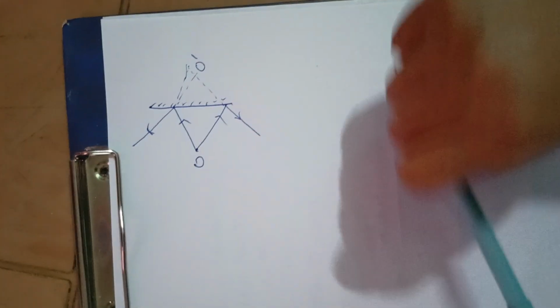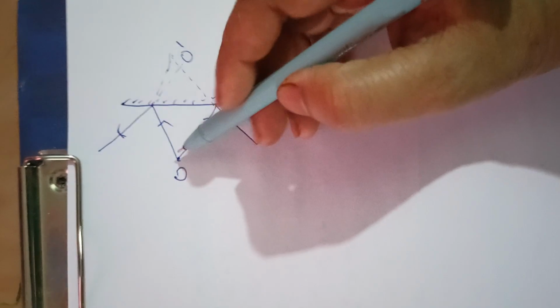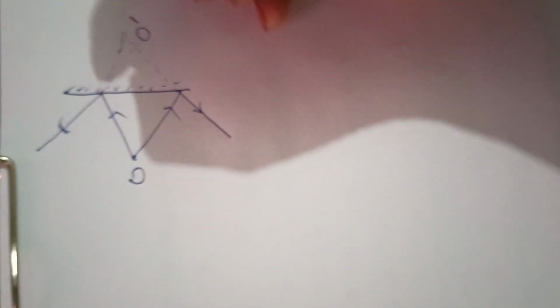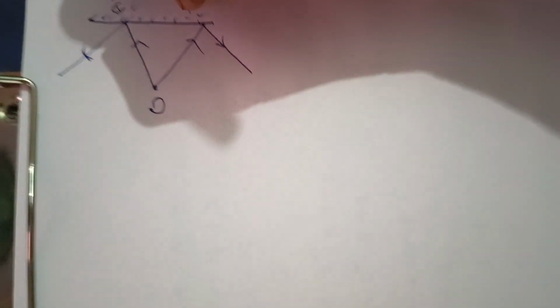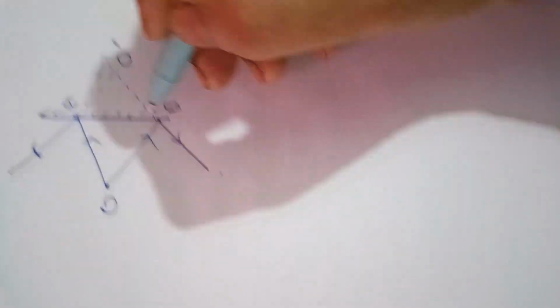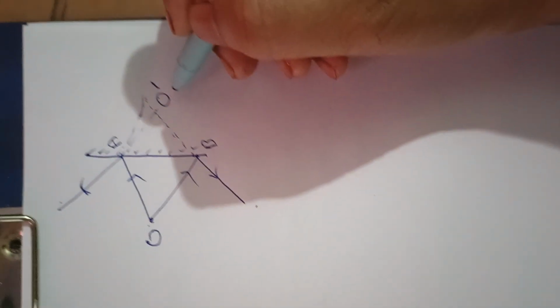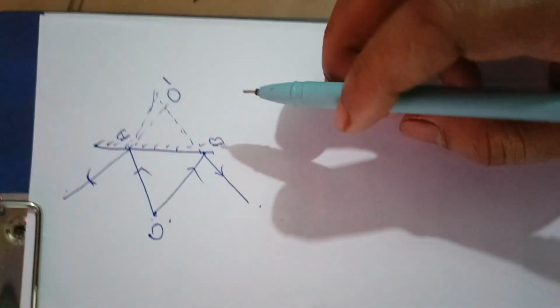Here is the source O. Suppose OA is an incident ray, and OB is also an incident ray. After reflection, this goes in this direction and this goes in this direction. If we imaginarily extend these rays, they will meet at a point O dash. This is the virtual image of the object O.